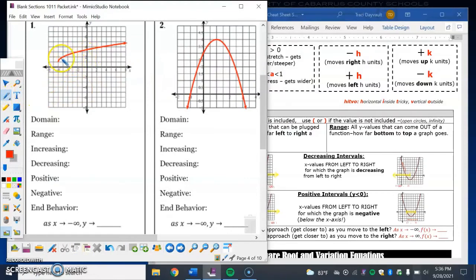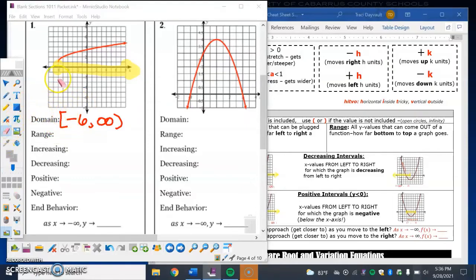So the domain is, for this graph, how far from the left to the right that it goes. So what is the farthest to the left on the x-axis and to the right? This graph goes from -6 on the x-axis. -6 is the farthest it goes to the left, and it keeps going forever to the right. We always put parentheses for infinity. And since -6 is included here, we're going to put this bracket here.